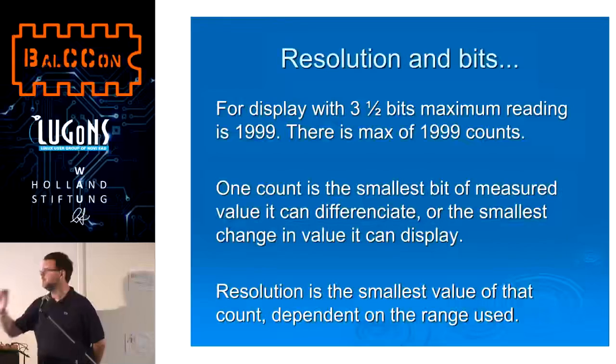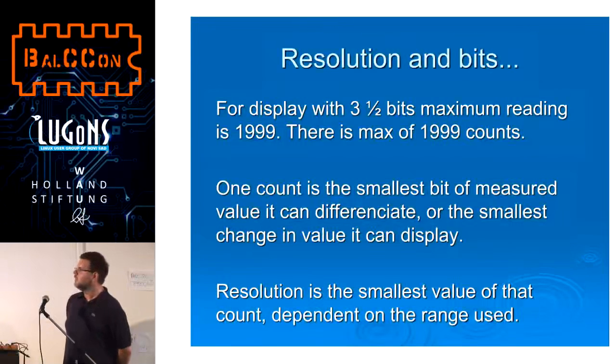Some more advanced multimeters have more digits, and they can show more precise values. So you can get 3.5 digits, 4, 4.5, 5.5, 6.5 digits, and you can measure more precisely with more digits. And that's not very useful to most of you because that's only for laboratories, and for everyday use that's too much. 3.5 digits is what you need.